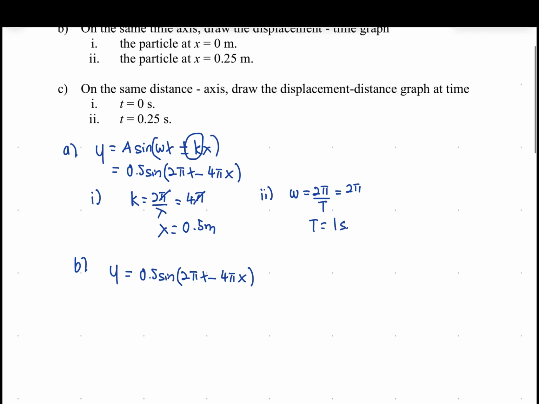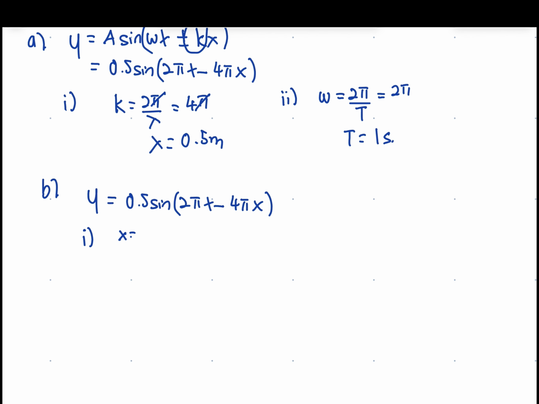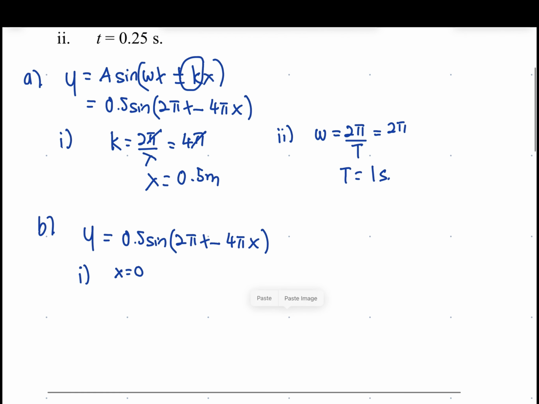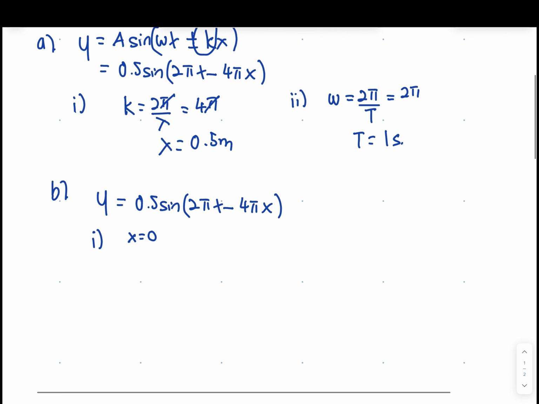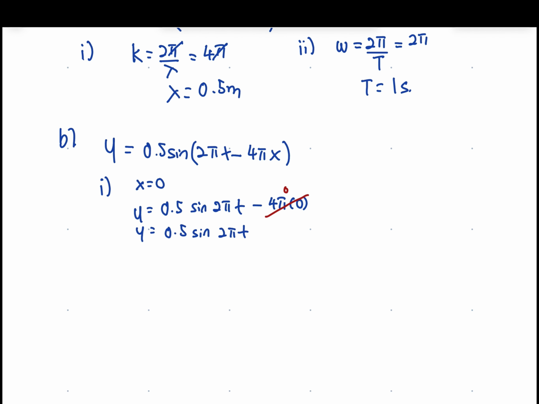So by substituting the value of x, my equation is when x is equal to 0. My equation will look like this: 0.5 sin(2πt), and the term with x, I'm going to substitute as 0. So what we can see is that term will be 0, nothing here. In the end, my equation will become 0.5 sin(2πt). From this equation, I can use it to sketch my graph.